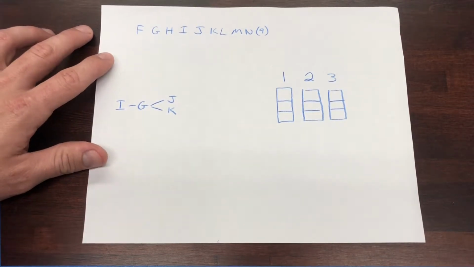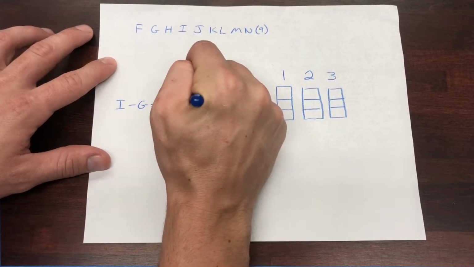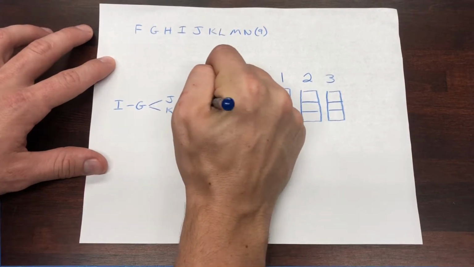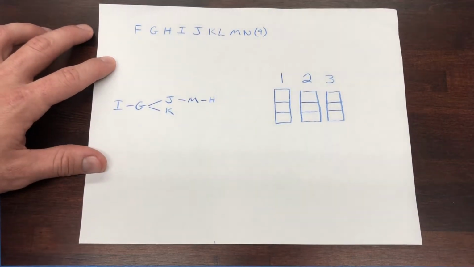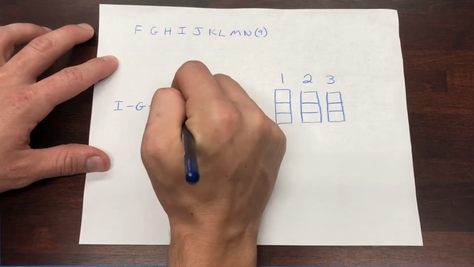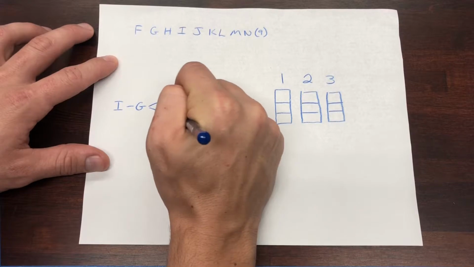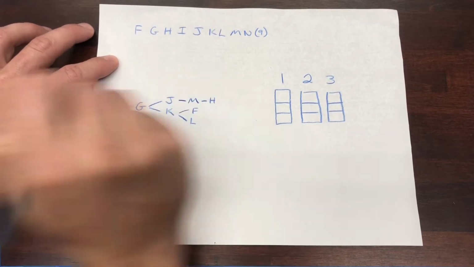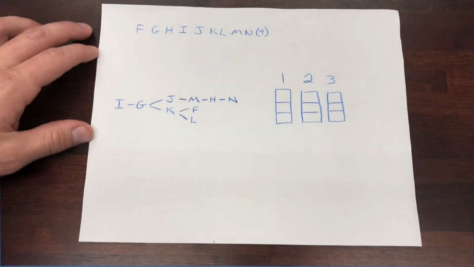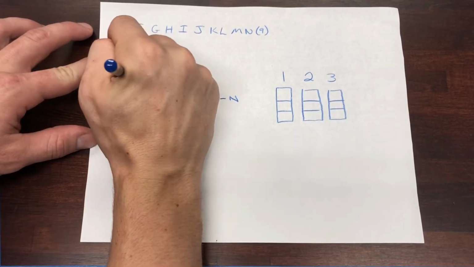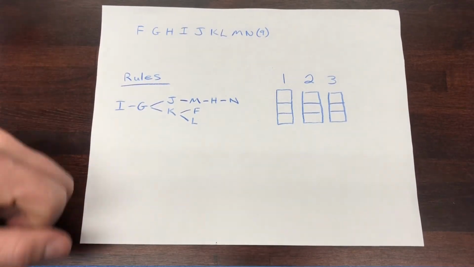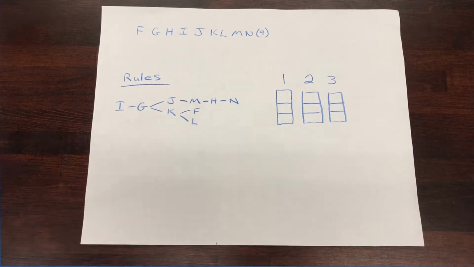J scores higher than M. M scores higher than H. K scores higher than both F and L. H scores higher than N. That's it. All our rules are combined into one super rule right here. So from this, we can start our inferencing.